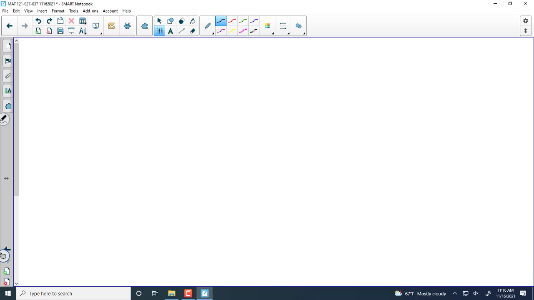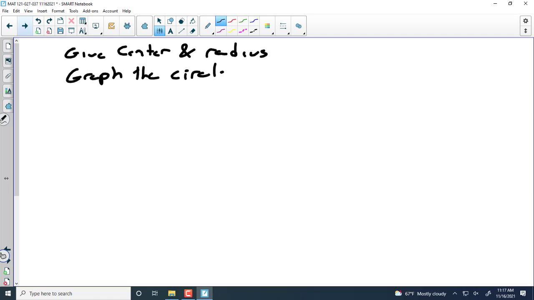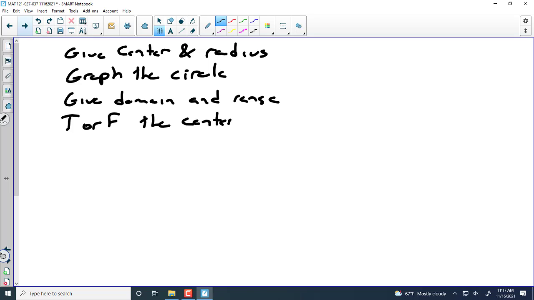This is what I want you to do for me, please. It's going to be a long problem. Give center and radius. Graph the circle. Give domain and range. And answer this question. True or false? The center is a point on the circle.